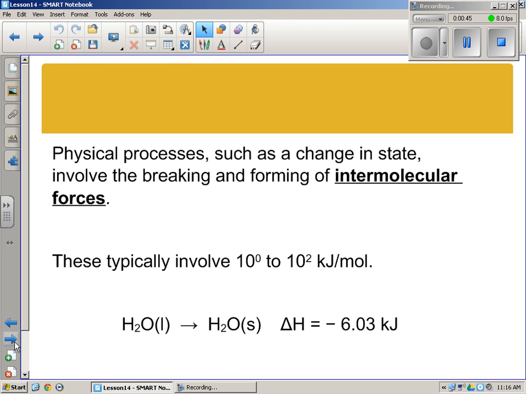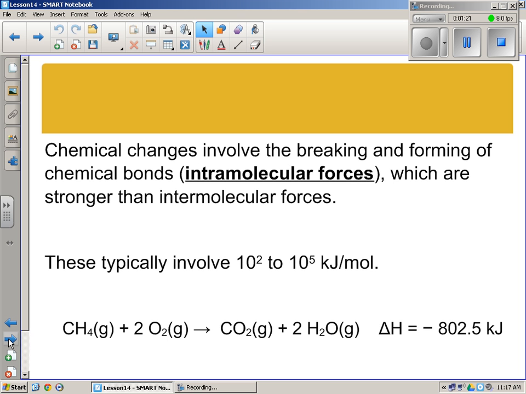When you change a state, say from a liquid to a solid, you're not making new stuff here, just water going from a liquid to a solid. When you change it from a solid to a liquid, the energy involved is typically anywhere from about 1 to 100 kilojoules per mole. So not a lot, 1 to 100. And of course, if you remember from Chem 20, we're talking about things like hydrogen bonding, dipole-dipole, London forces, intermolecular forces.